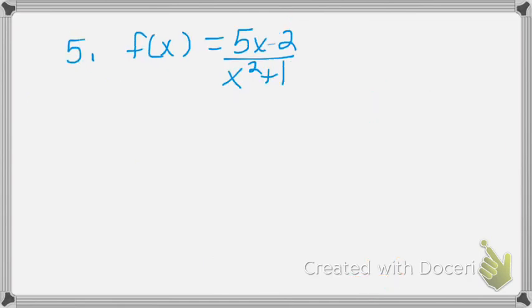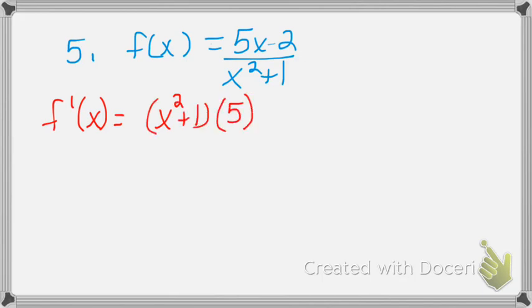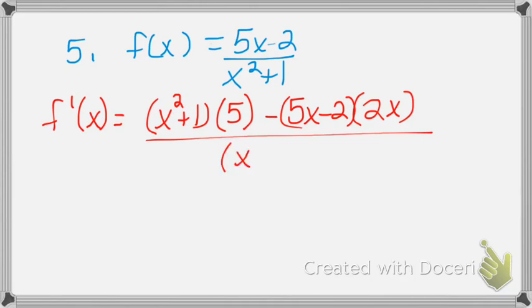Alright, so let's look at this one. Remember, you can't just find the derivative of the top and then the derivative of the bottom and then divide. Same as product. So that's why you have to use this rule. So we're going to start with the bottom, which is x squared plus 1, times the derivative of the top, which is 5, minus the top times the derivative of the bottom. The derivative of the bottom is 2x, over the bottom squared.